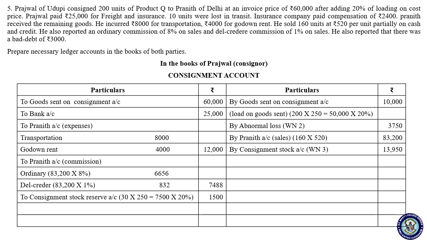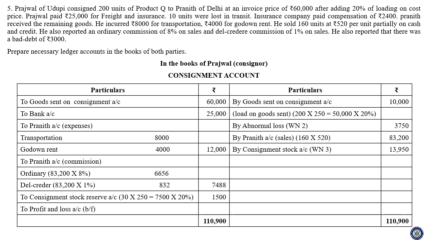So how to calculate? You can directly multiply 30 into 50. 50 is the load price, that is the difference, that comes to 1,500. Or 30 into 250, you will get 7,500. 7,500 is the cost. On that 20%, 1,500. On that, you are not adding, you are multiplying. So the balancing figure is transferred to profit and loss account. You will get the total of 1,10,900 and the difference of 4,912. So if you complete it, you draw the lines for the next account.